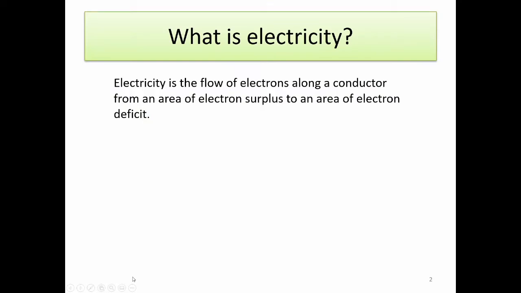So what is electricity? In simple terms, electricity is the flow of electrons along a conductor from an area of electron surplus to an area of electron deficit.